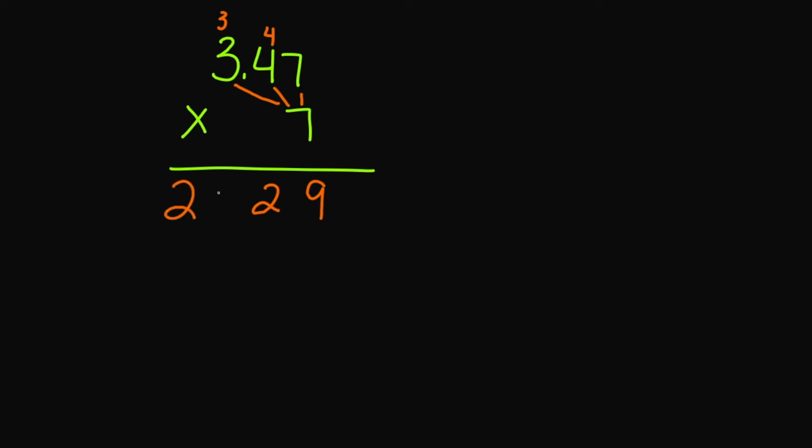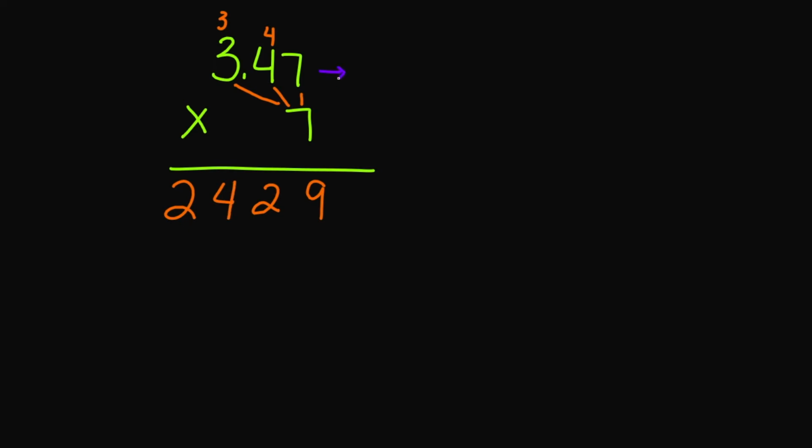3.47 times 7. First, we're going to multiply 7 times 7. That's going to be 49. I'm going to write my 9 and carry the 4. 7 times 4 is 28, plus 4 more is 32. I'm going to write my 2 and carry the 3. And then we have 7 times 3, that's 21, plus 3 more is going to be 24. So let me write 24 here.